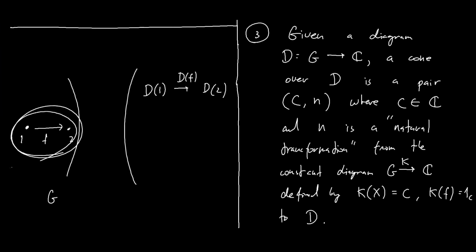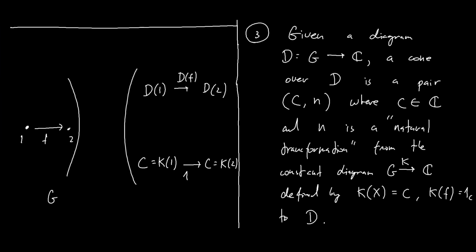which maps everything here to the same object C. So C equals K of 1. The same, C equals K of 2, and the identity of C equals K of F, right? And now imagine that this was a picture from a category, and we have these two functors K and D.